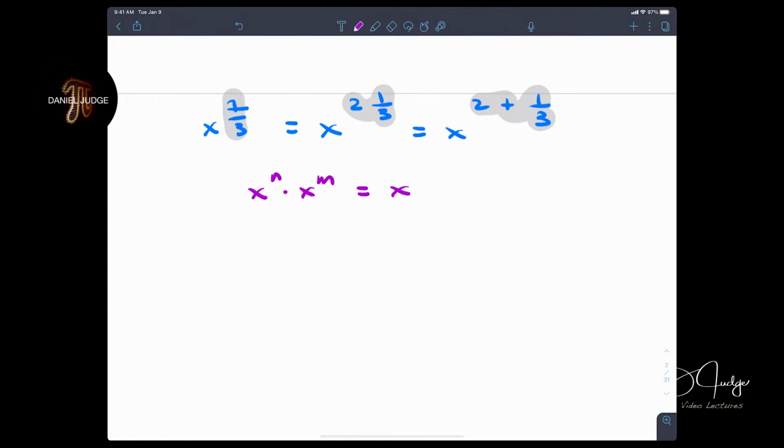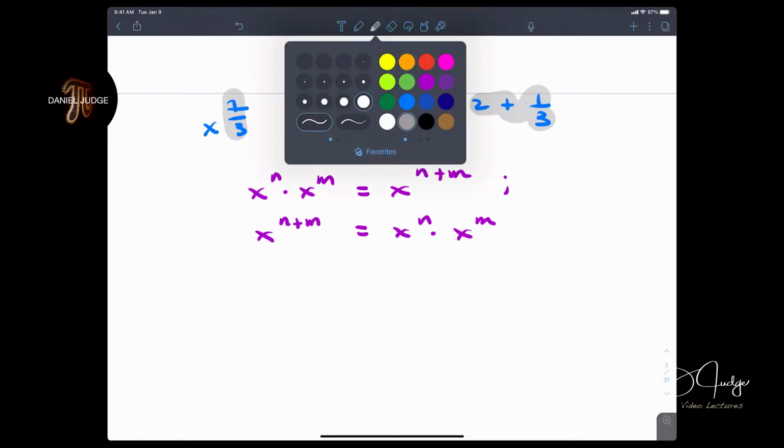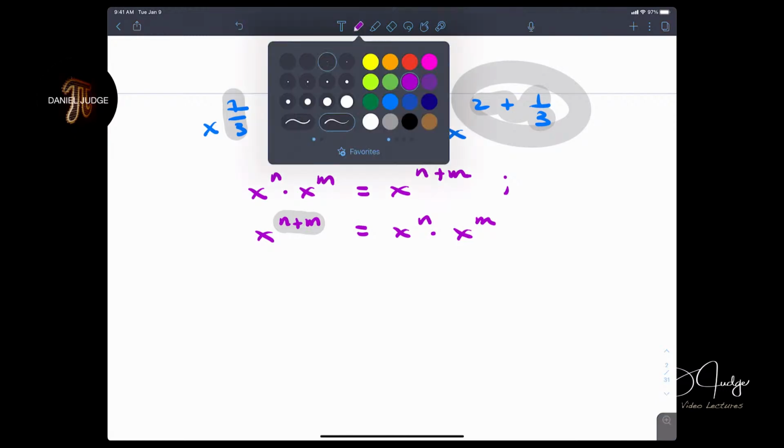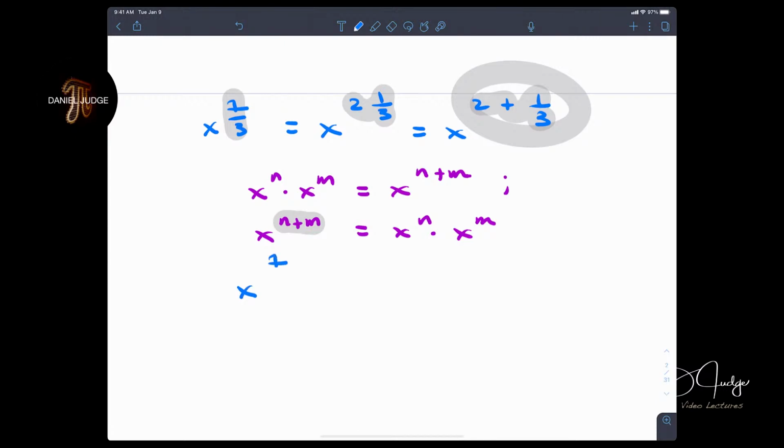is x to the sum. It's a different n and m. So we know this from beginning algebra, but if we read it backwards now, this means x to the sum of powers is x to the n times x to the mth power. Now, this is what we're going to use, because this is our sum right up here. And so what we're showing is that x to the 7/3 can be written as x to the 2nd power times x to the 1/3 power.